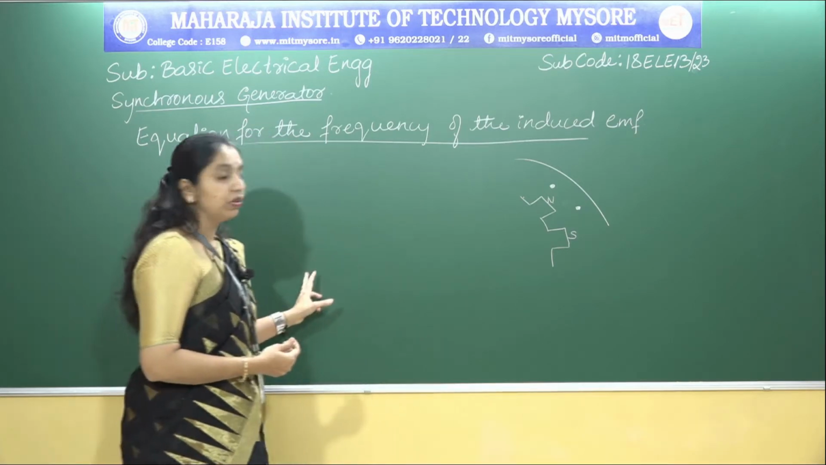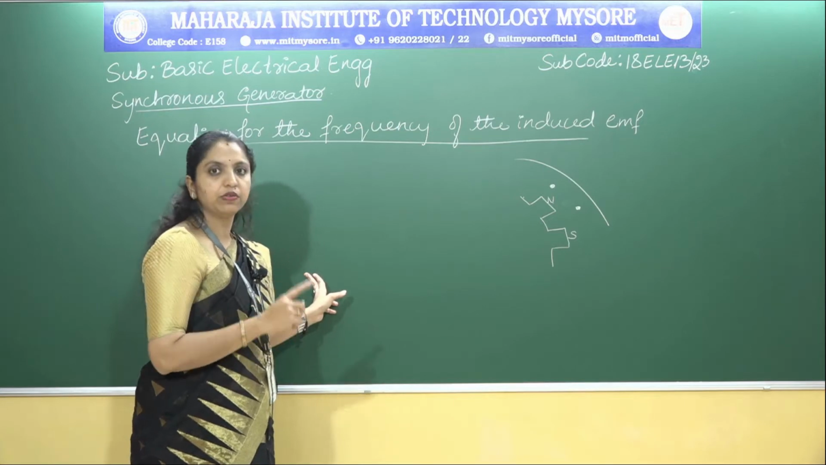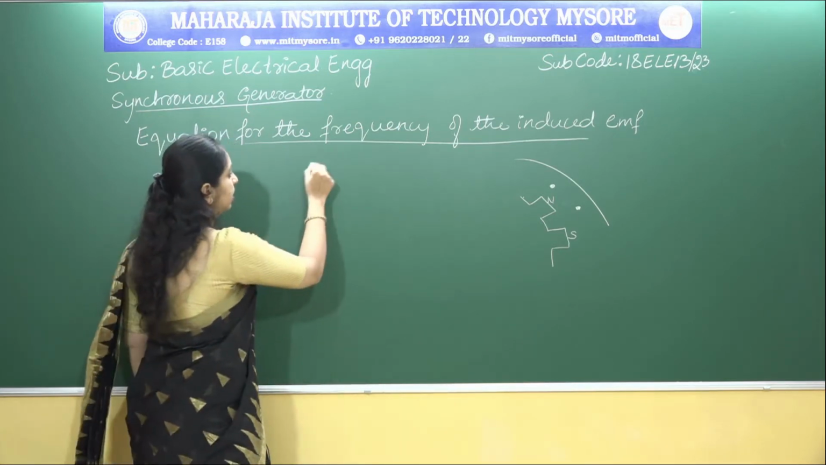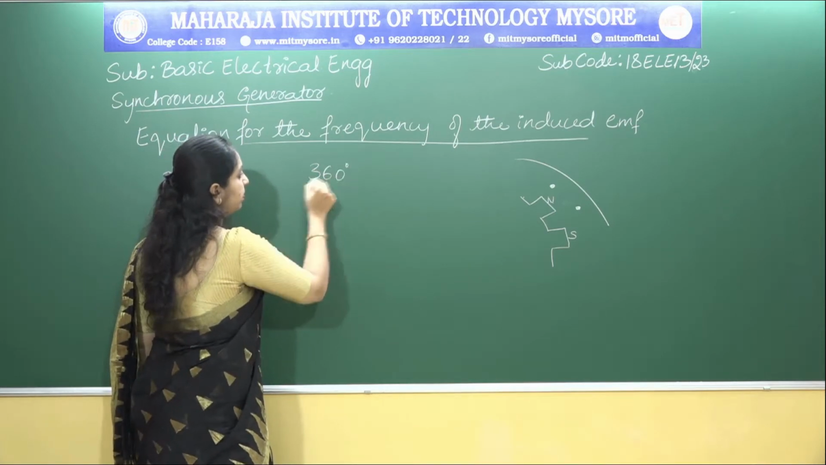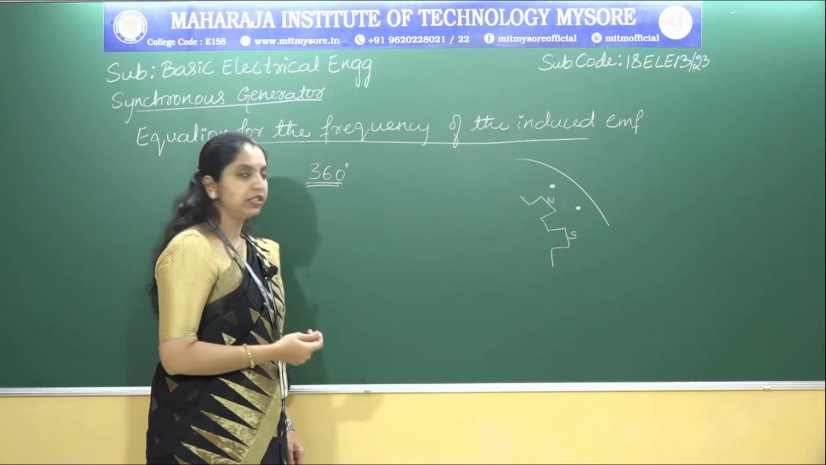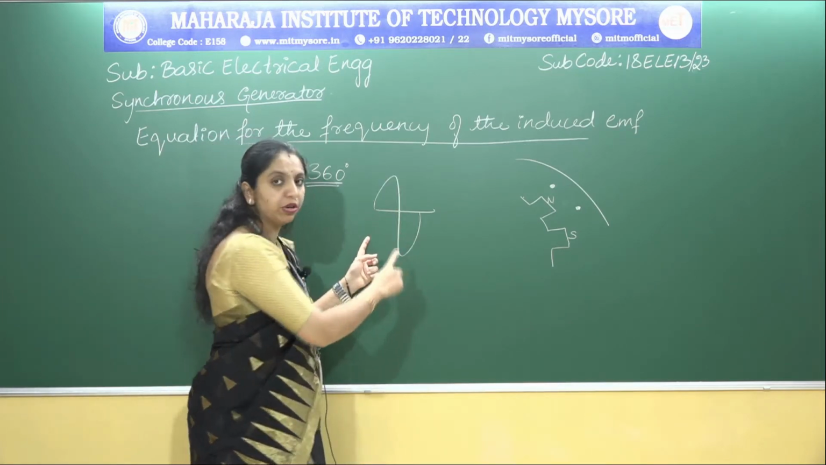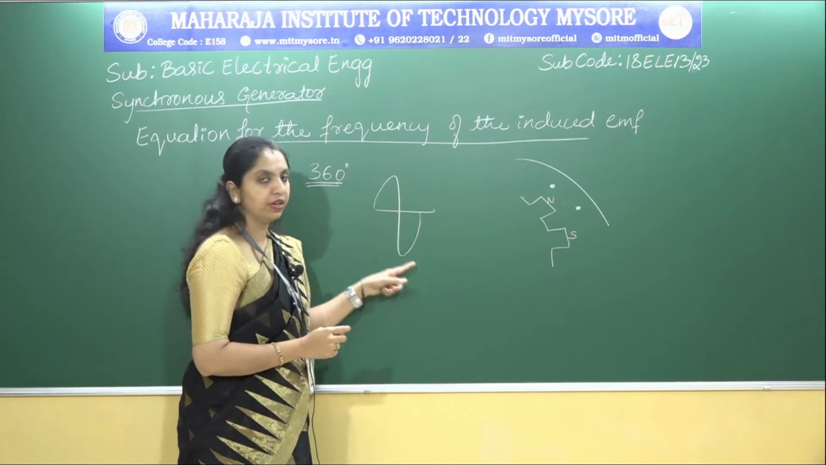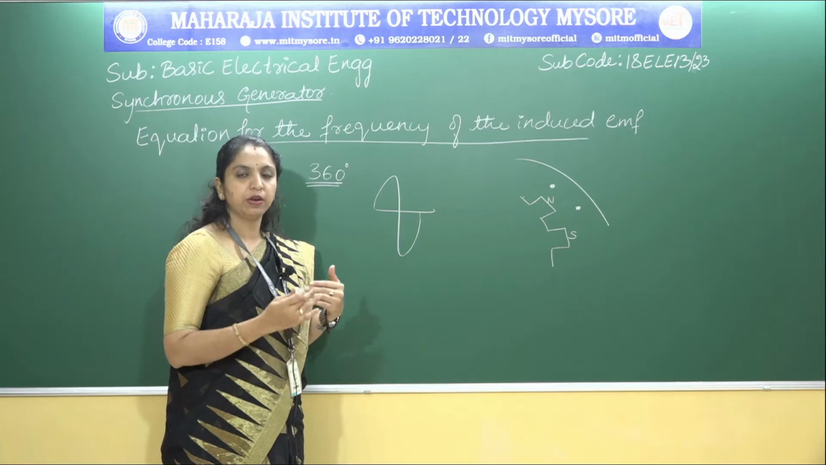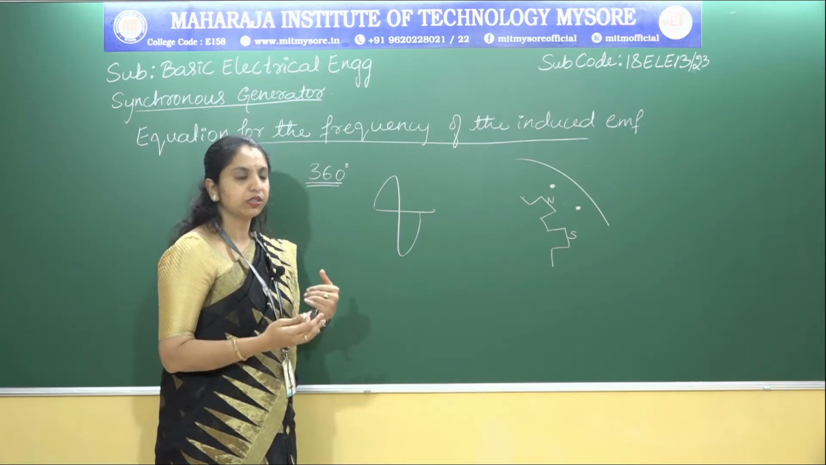We know that one rotation, or one revolution, of the rotor represents 360 degrees. So one cycle of EMF is produced when a pair of magnetic poles passes a conductor. What is the meaning of this?